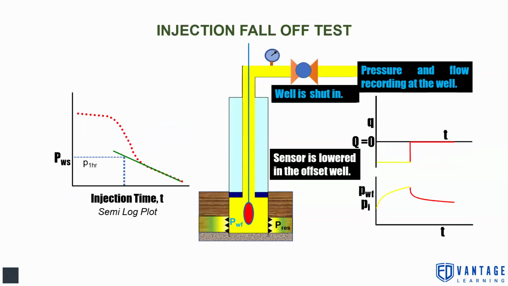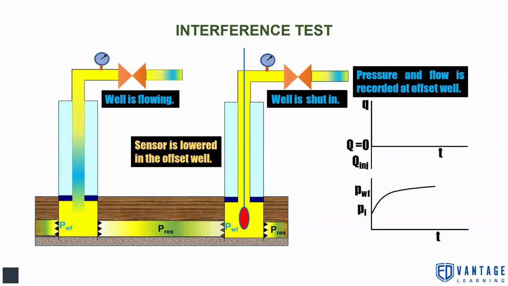Then injection fall-off test. We inject first and then we suddenly stop injection. The pressure falls drastically in the initial time and then it will fall slowly after it reaches a certain time. So that is the injection fall-off test. And then interference test, of course, is already discussed. We have one well flowing and one well shut in. But in this case, the shut in well is recording the pressure, not the flowing well.